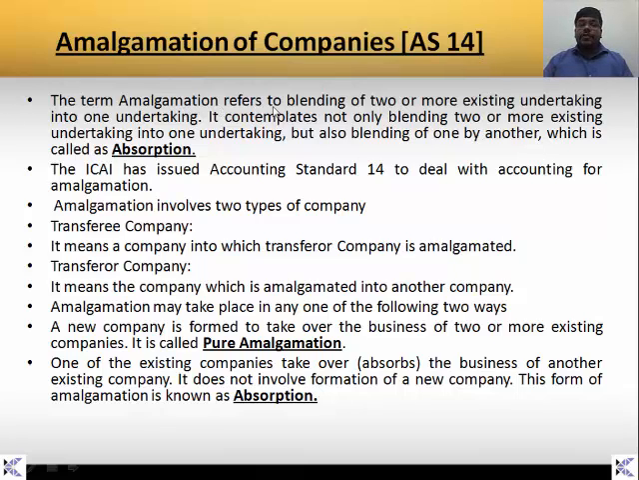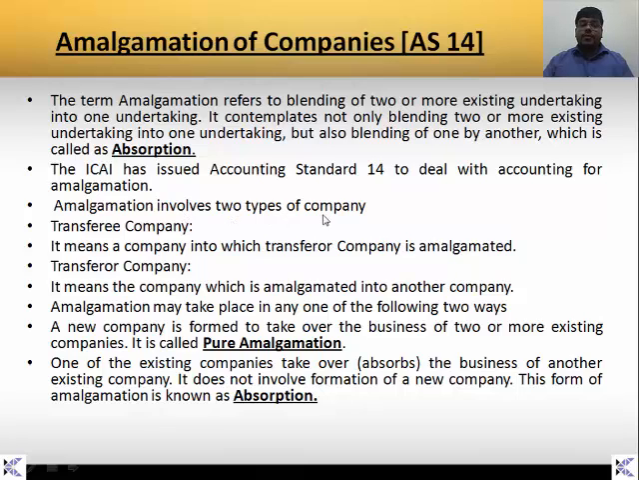The term amalgamation refers to blending of two or more existing undertakings into one undertaking. It contemplates not only blending two or more existing undertakings into one undertaking, but also blending of one by another, which is called absorption. The ICAI has issued Accounting Standard 14 to deal with accounting for amalgamation.